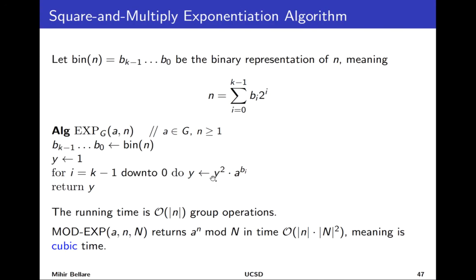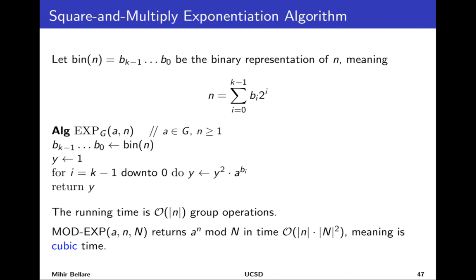But if you then look at a specific group, you have to factor in that these group operations themselves take time. So for example, if you're in Zn star, we'll then denote the algorithm as mod exp. That will take a, n, and also the modulus big N, and it'll return a to the power n mod big N. And its running time will be this times the cost of one group operation, and that's the length of the modulus squared. And so you get this as the total running time.